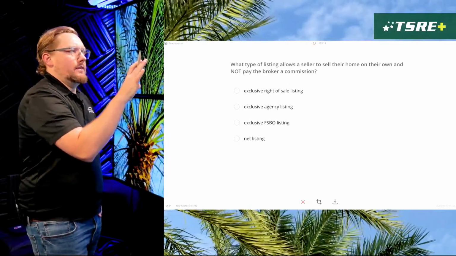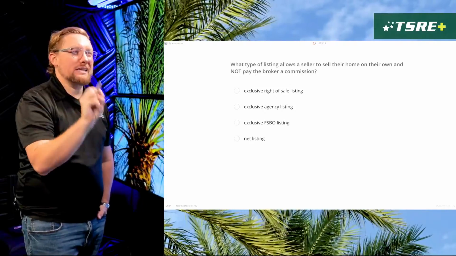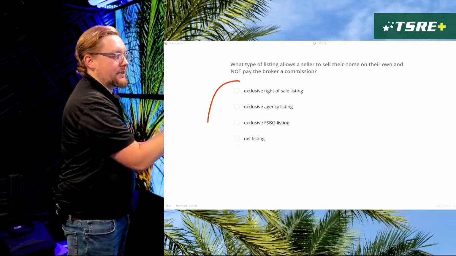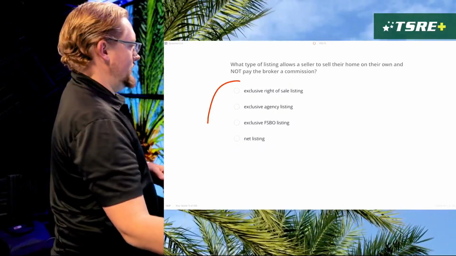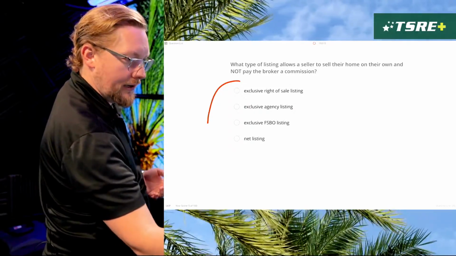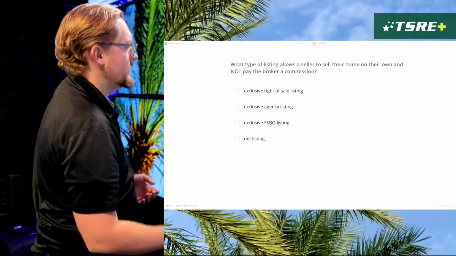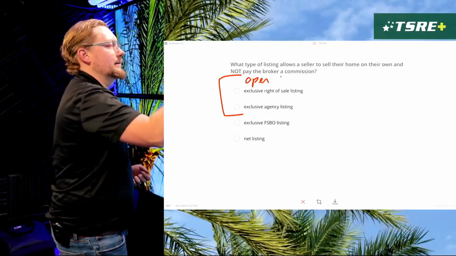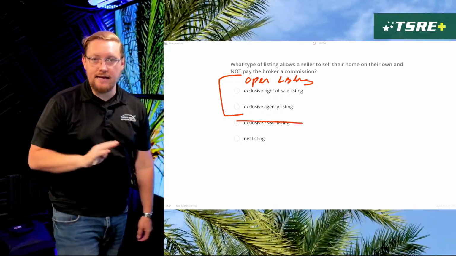There's one of these that should jump off the page at you, because this one I would really recommend you study. It's really about knowing these. We're missing an open listing on here. That's the one that is not one of the three. We'll write that in up here. Because an exclusive FSBO listing, that's made up.